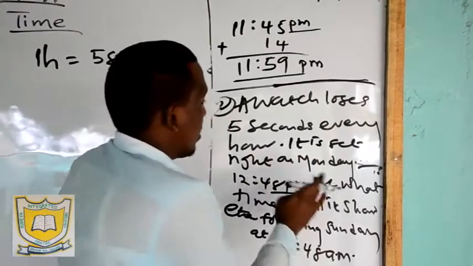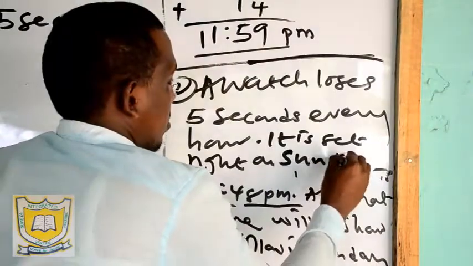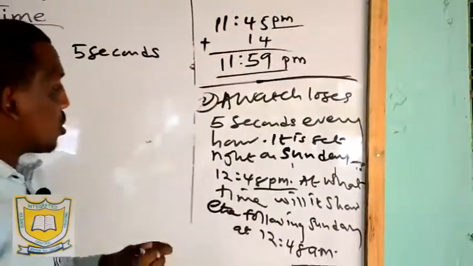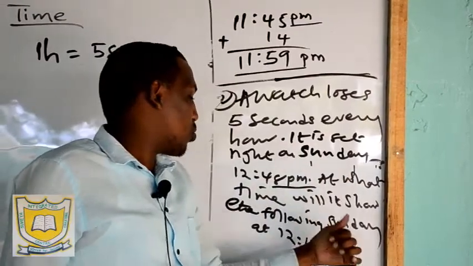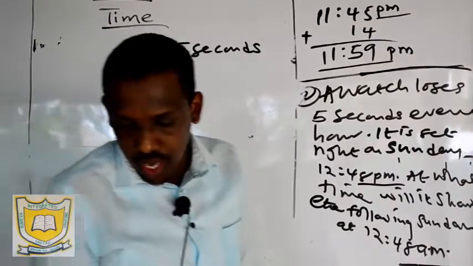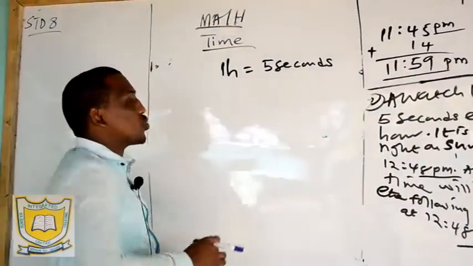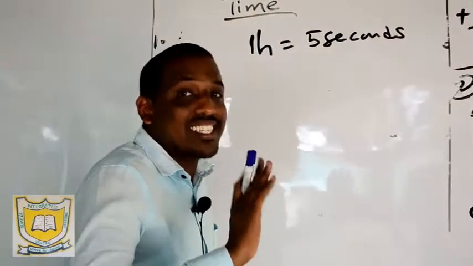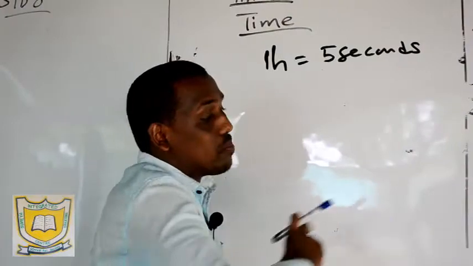Sorry, Sunday. So it is set right on Sunday at 11:48 p.m. What time will it show the following Sunday? Now it is Sunday to Sunday, but this one we don't count the number of days. It's different, because the times are not matching.